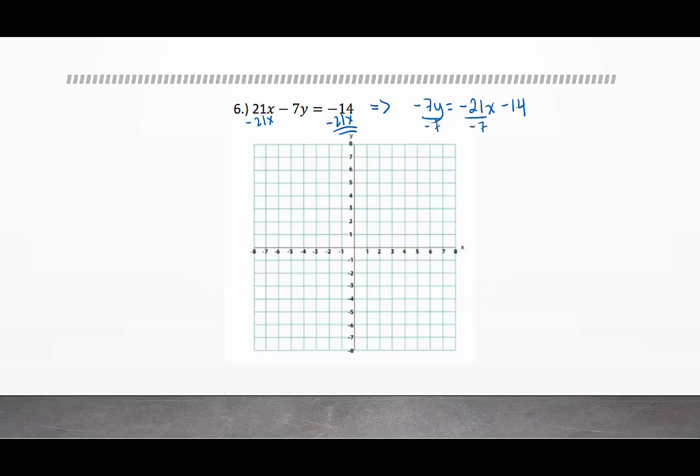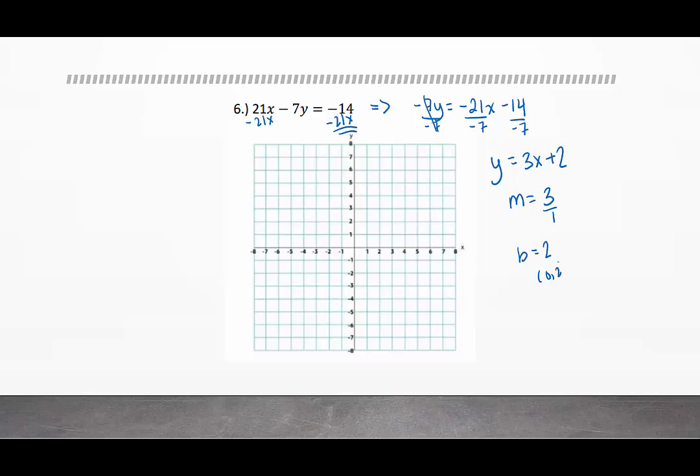This is 3 divisions of -7. Each term gets divided by -7. Here we end up with just 1y, which we say is y. This is going to be positive 3x. This will be positive 2. So now we know the slope is 3. I don't want to use a slope of 3. I want it to be 3 over 1. And we have a y-intercept of 2.